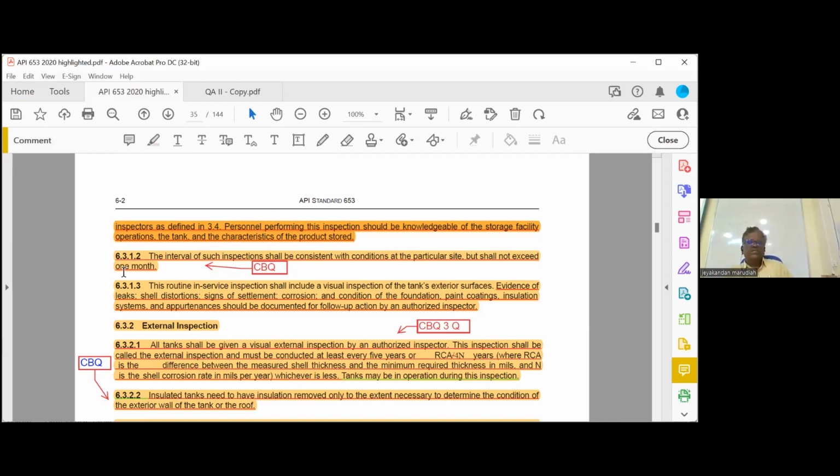Now, this is a closed book question. The interval of such inspection shall be consistent with the conditions at the particular site, but shall not exceed 1 month.